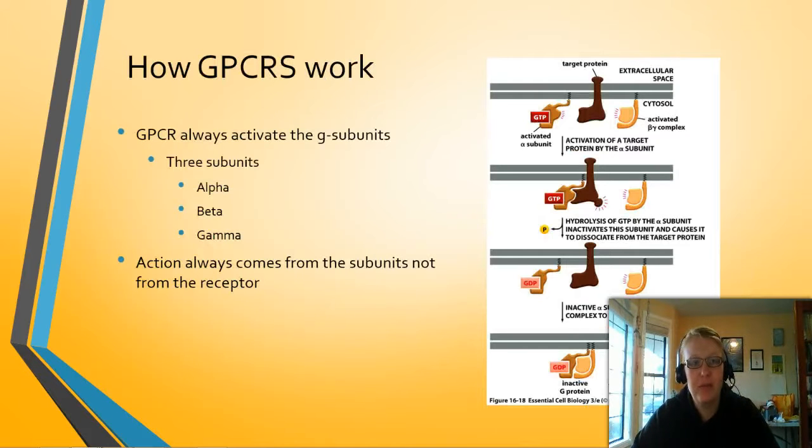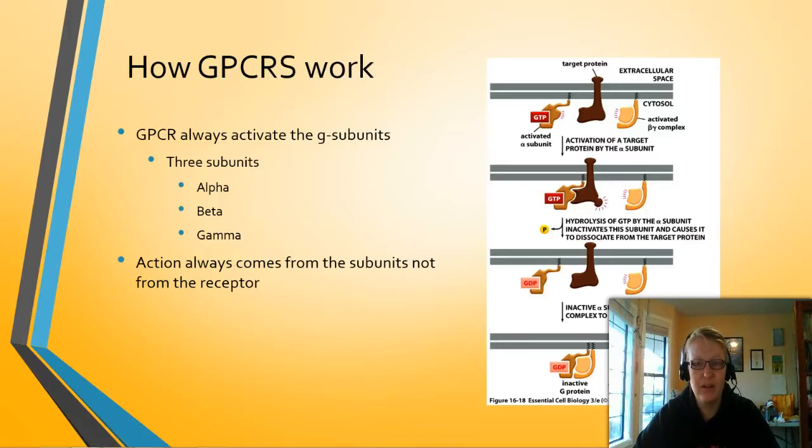So let's look at an example of how these work. Just like I talked about, the GPCRs are always going to activate the G subunits. Once again, we have 3 subunits: alpha, beta, and gamma. And remember, beta and gamma are always a partner. These actions are always going to come from the subunits and not the receptor. That green receptor we just talked about, all it does is pass along the signal. It just begins a signal transduction pathway.